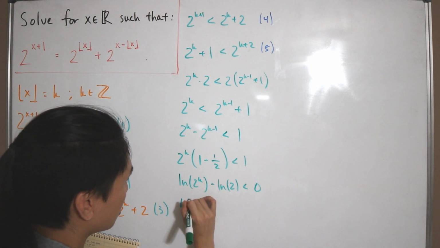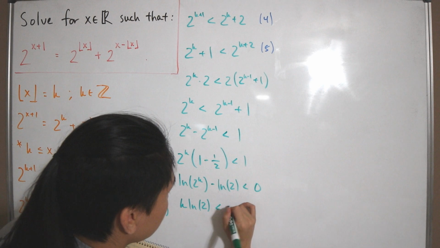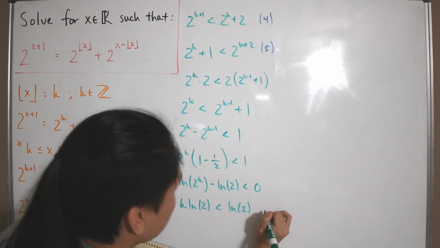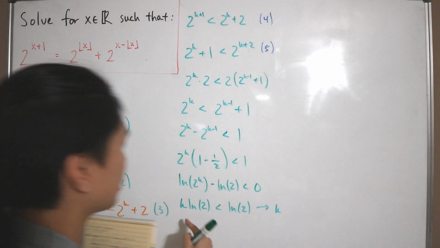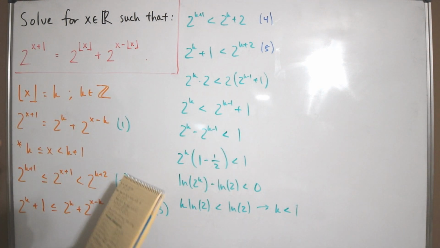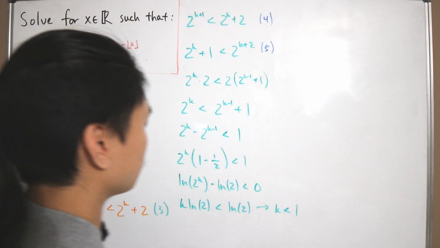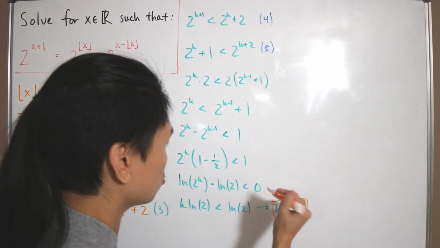So this will be k times ln of 2, and then add the ln of 2 to both sides. So this is less than positive ln of 2. And so this implies that we have the inequality that k is strictly less than positive 1. So that actually solves one out. Let me box this so we have one of our solutions figured out.